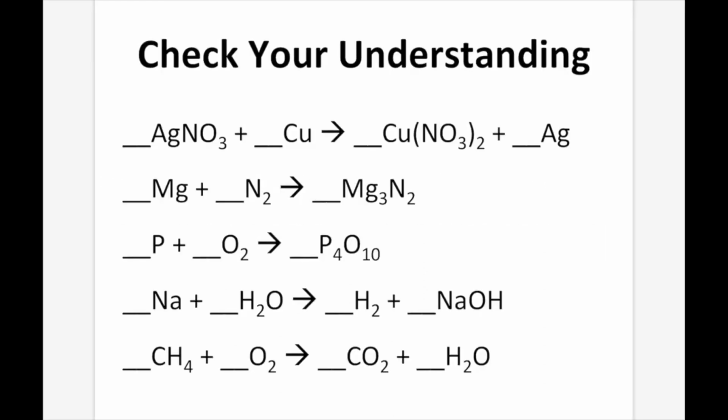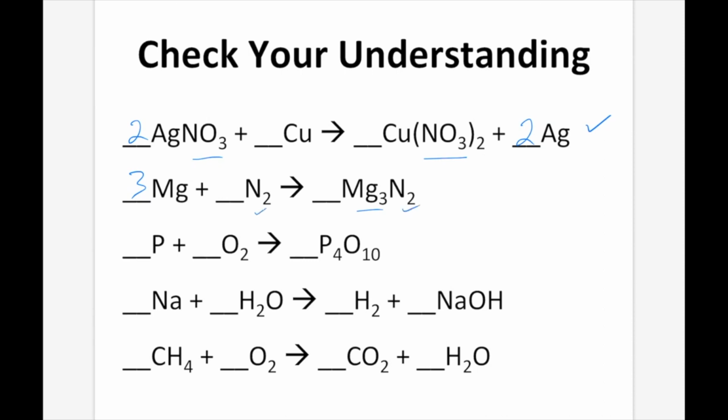So for the first one, let's start by balancing our polyatomics. So we have an NO3 on the left. We have 2 NO3s on the right, so we're going to put a 2 here, and that's going to balance the NO3s. That 2 Ag is then going to be balanced by putting a 2 here. We have 1 copper on the right, 1 on the left, so the first one is complete. For the second one, magnesium, there's 3 on the right-hand side, there's 1 on the left, so we're going to put a 3 there. The nitrogens are already balanced. We have a 2 and a 2.